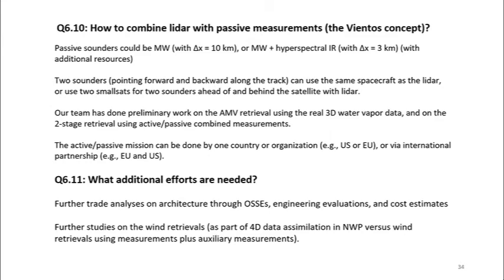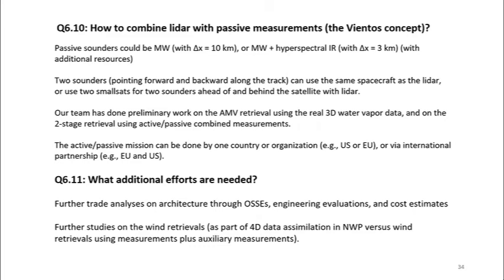Technically, there are 2 ways. First, for the passive sounders, it could be microwave or microwave plus hyperspectral IR. And then those two sounders can be housed with the same spacecraft as the LiDAR. Then the two sounders, one pointing forward, one pointing backward, would generate a small time difference based on geometry. Then that would be enough to do the feature tracking. The alternative idea would be to use two small satellites, one for each sounder, one ahead, one behind the LiDAR. That would also give us the capability to combine the measurements.